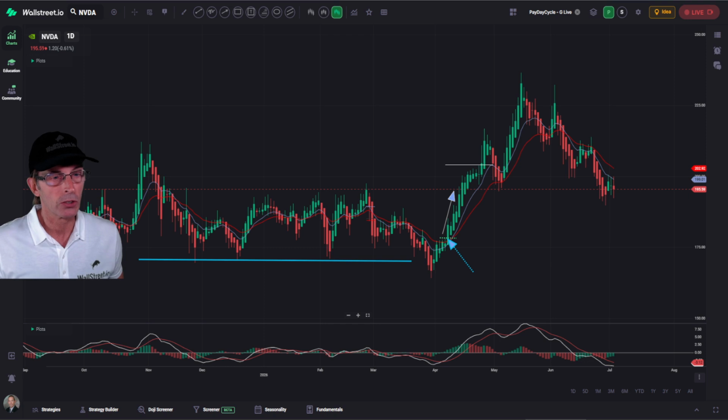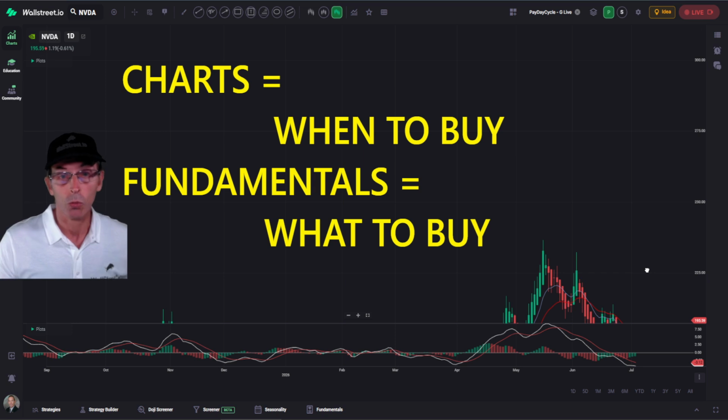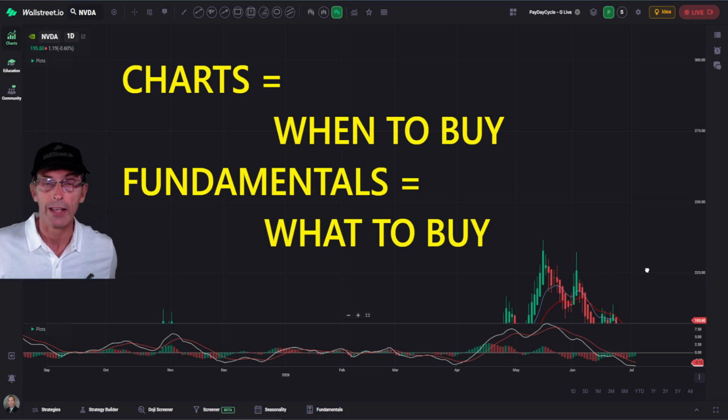What are fundamentals in a nutshell? Remember this. Charting equals when to buy. Charts are when to buy. That's your timing instrument, whether you're a trader or investor. But fundamentals tell you what to buy based on valuations.